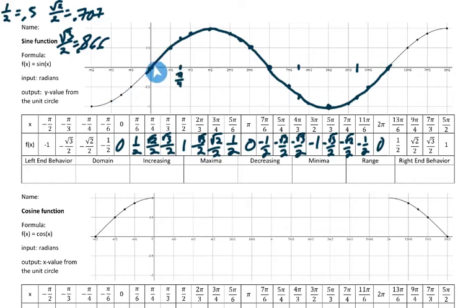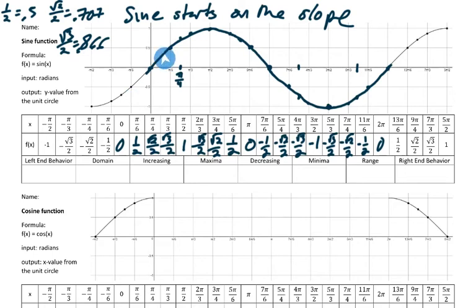So, a couple things to notice. One, notice that sine starts at 0. A way to remember this, and the difference, is that sine starts on the slope. Okay, it starts in the middle. It starts on the slope of the hill, on the side.